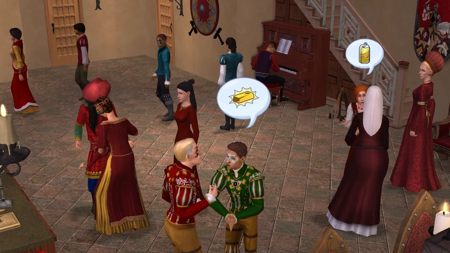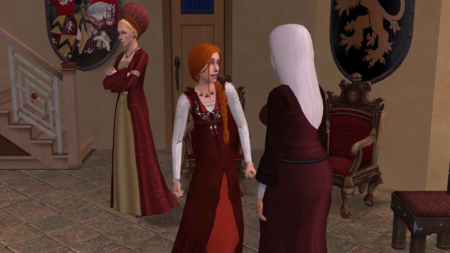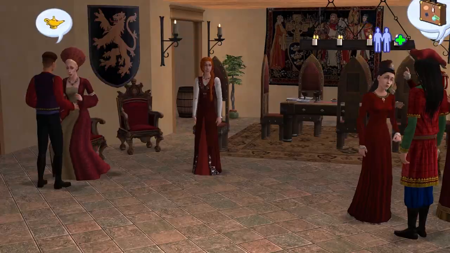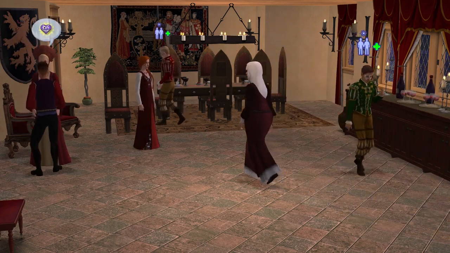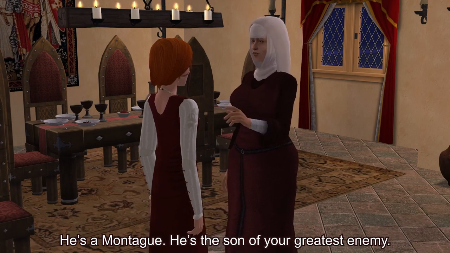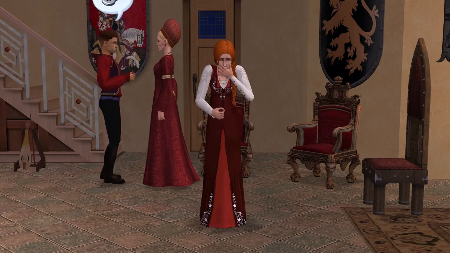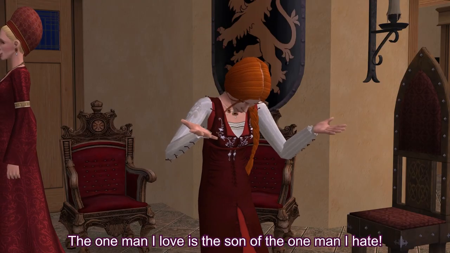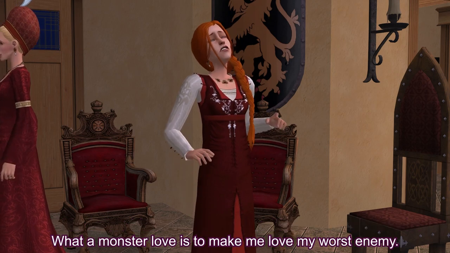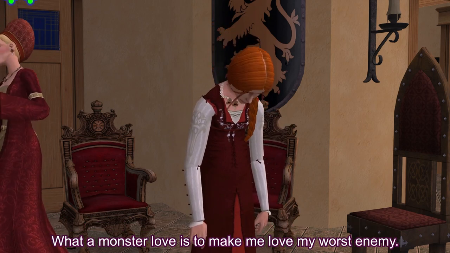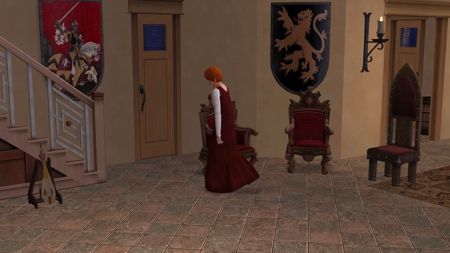As he's moving towards the door, Juliet asks her nurse to go and ask him his name. When the nurse comes back and tells her that he's Romeo, the son of Lord Montague, Juliet is horrified. She says to herself, but she hides her emotion, and now that all the guests are gone, they all go to bed.